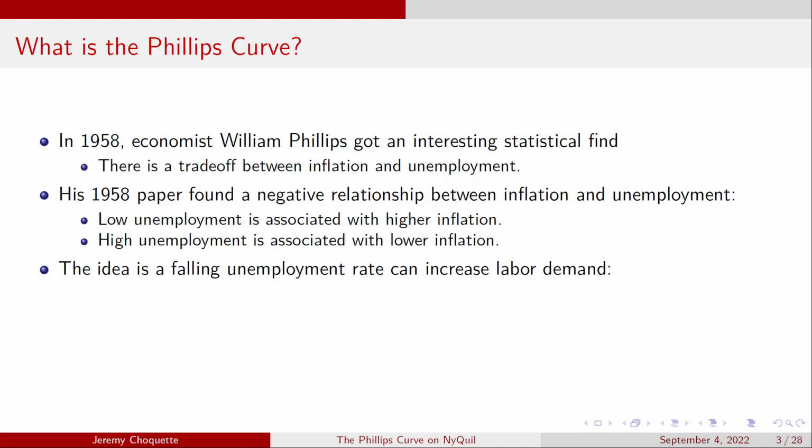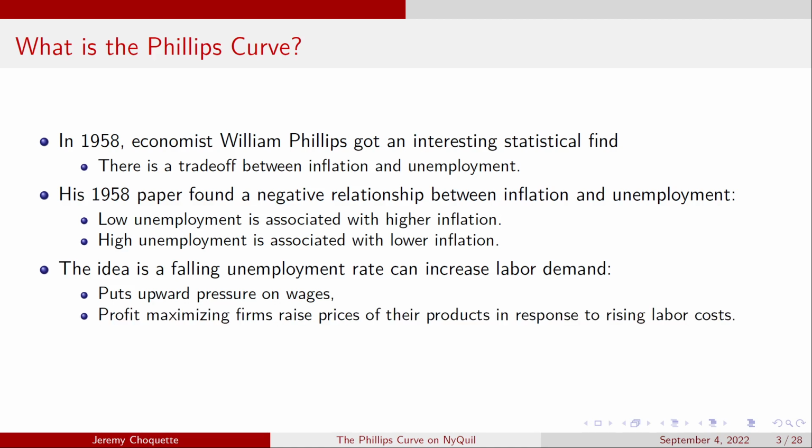The notion is that a falling unemployment rate can be indicative of increased labor demand. Firms want people to work for them. If there's a low unemployment rate, that can imply that there are more open positions than there are people to fill those positions. So how do firms compete for quality labor? Well, they increase their wages. They increase the amount that they're willing to pay workers to come and work for them. So you get this upward pressure being put on wages.